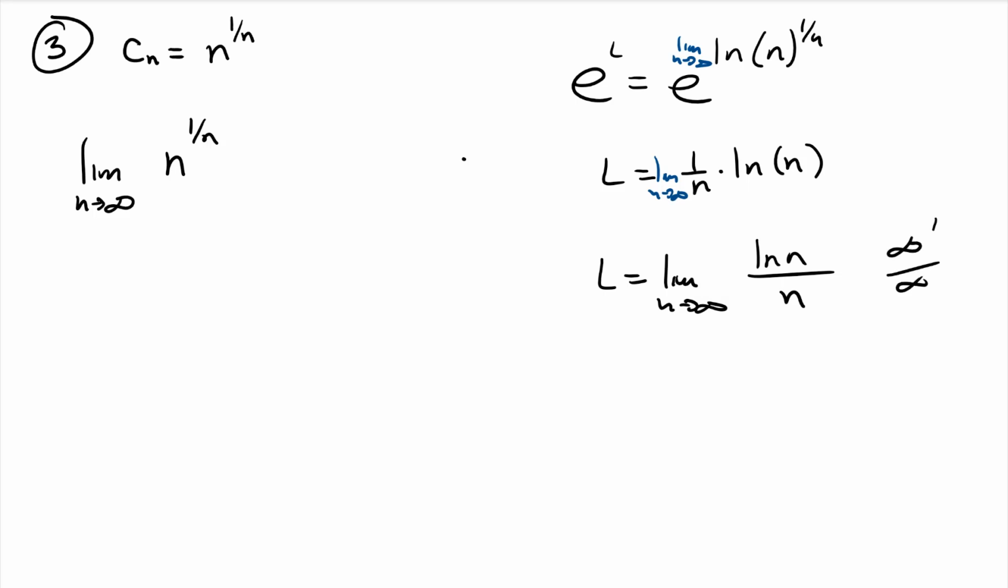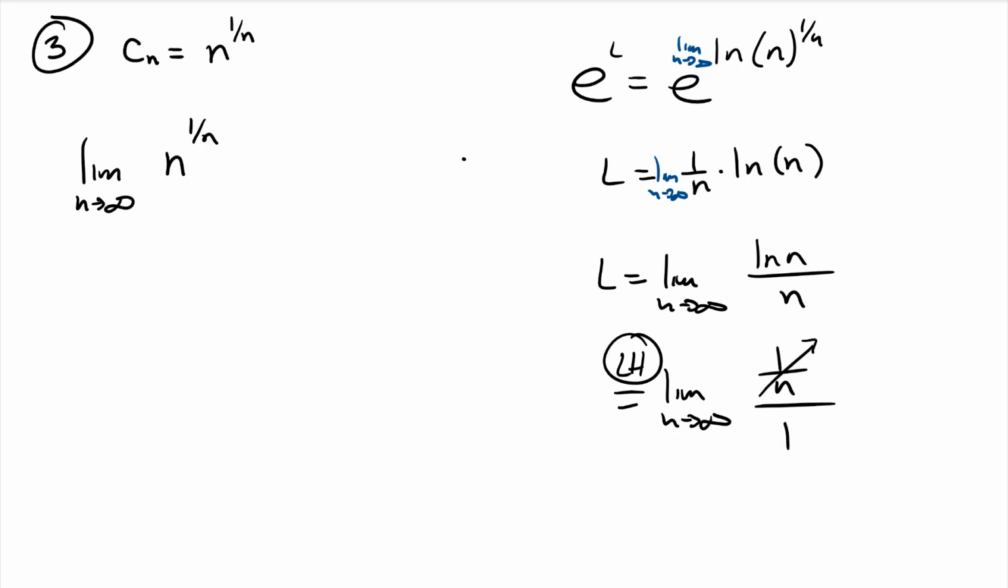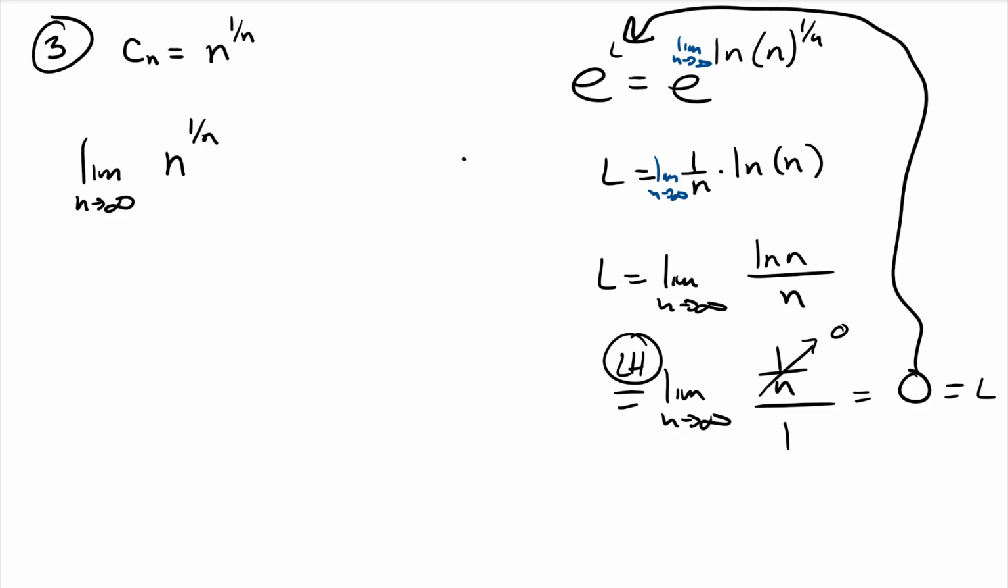This is an infinity over an infinity case. It's not equal to it, but it's infinity over infinity, which tells us L'Hopital's. Let's go. The limit as n goes to infinity, so the derivative of ln of n is 1 over n. The derivative of n is just 1. That goes to 0, so L is equal to 0. But that's not our answer. We've got to pop it back up into there. It's going to be e to the 0th, which is equal to 1.